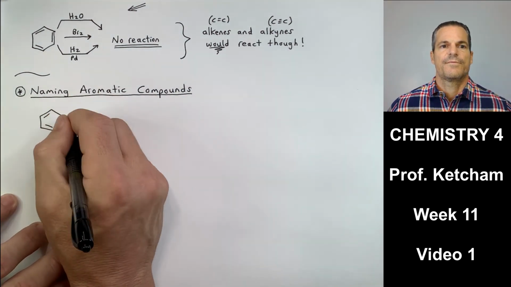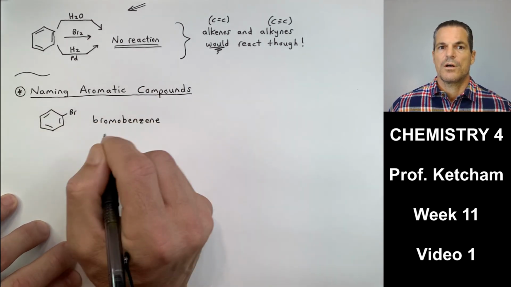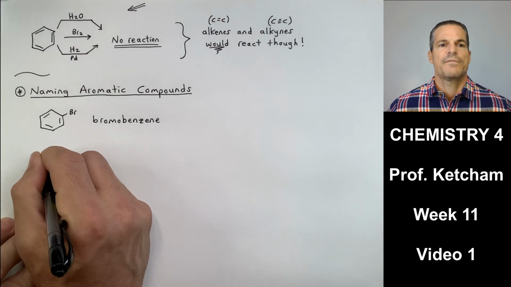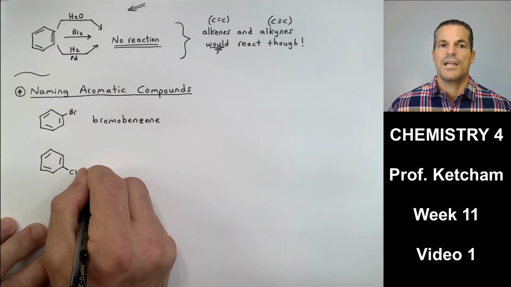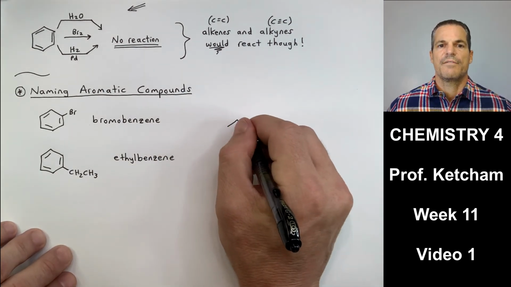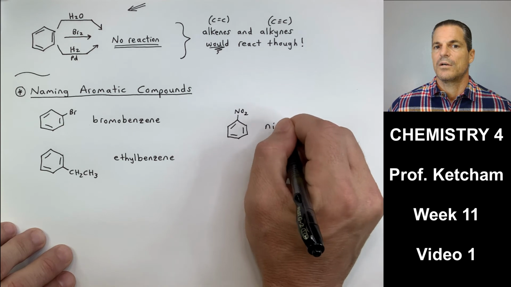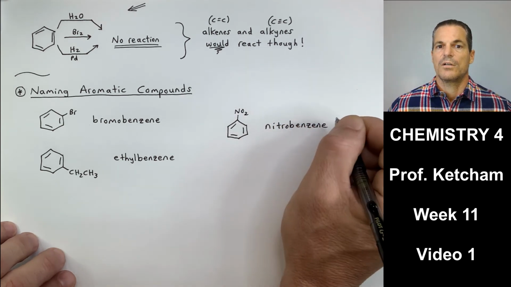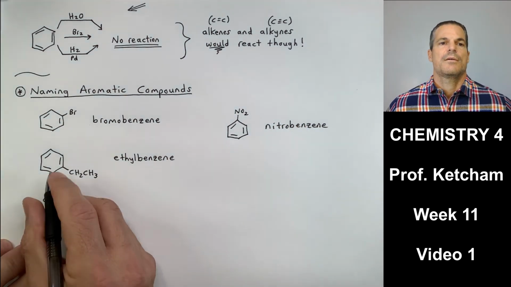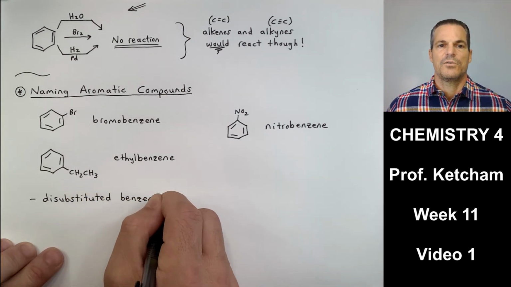The first one I've drawn there is a benzene ring with a bromine on it. So it's called bromobenzene. The second one I've drawn is a benzene ring with an ethyl group on it. It's called ethylbenzene. The third one I've drawn here is a benzene ring with an NO2 group. That's called a nitro group. So this is called nitrobenzene. Those are monosubstituted. Now let's see some disubstituted benzenes.